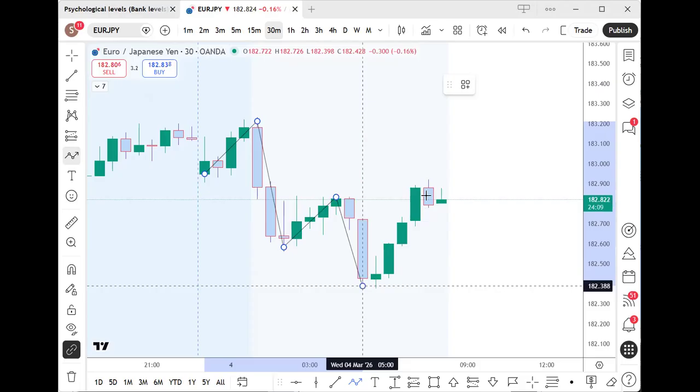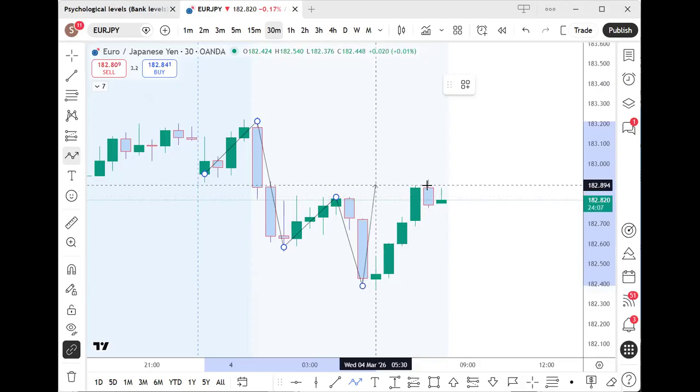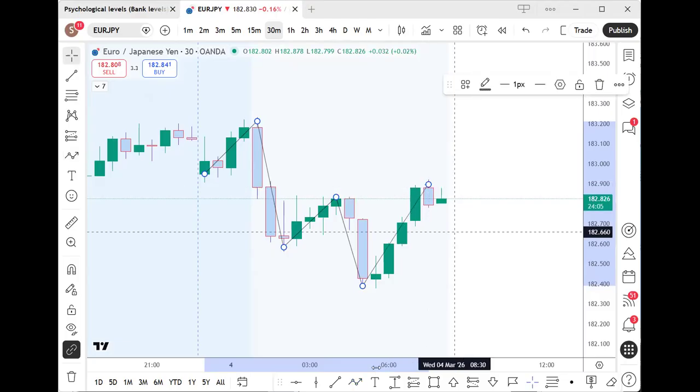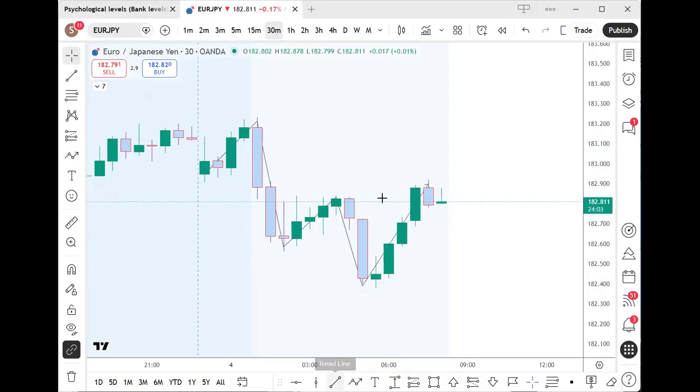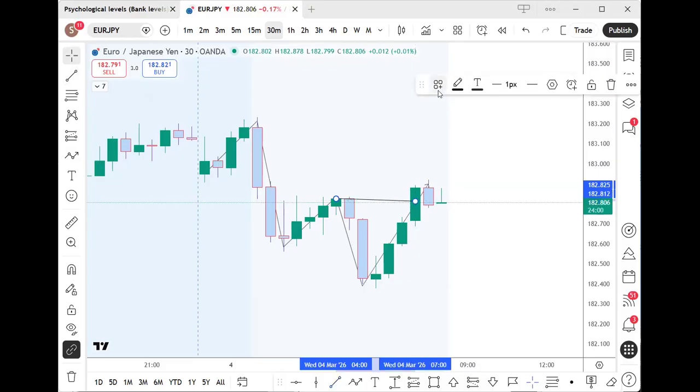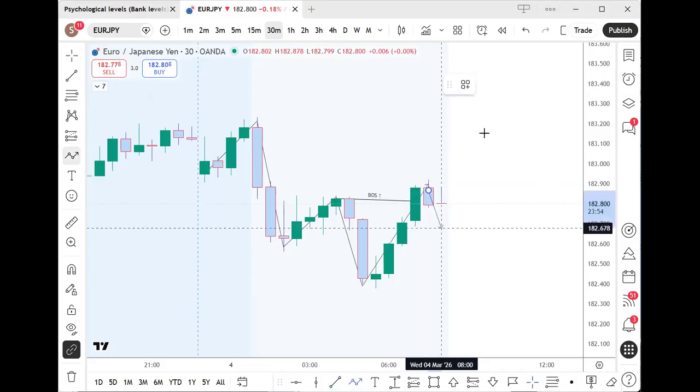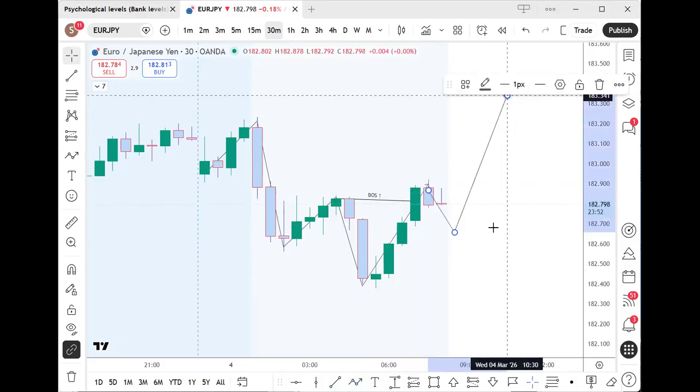Now you expect a pullback. This one has actually pulled back and done a break of structure right there to the top side here, right? So what do we expect? We expect that price will potentially pull back and then continue upwards. That's what we expect, right?